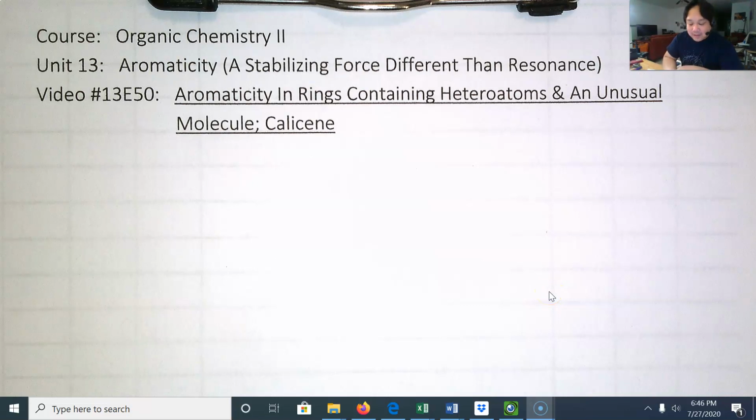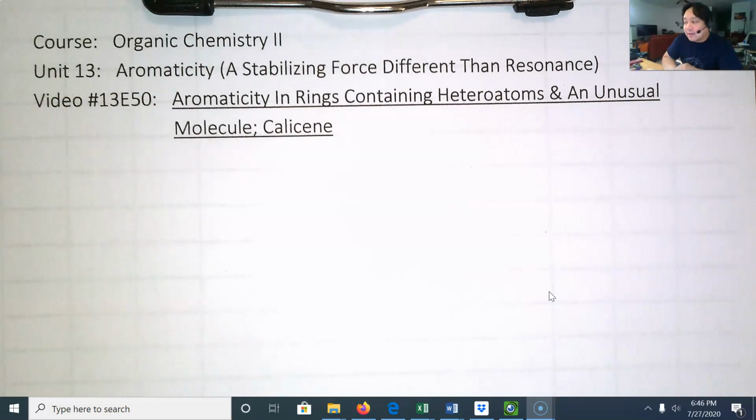Hi again. In this video, we are going to continue to work out problems deciding whether a molecule is aromatic, anti-aromatic, or non-aromatic. In the previous video, we had seen examples that are neutral. We've seen examples that have large rings and small rings. We also saw examples where we have cations and anions.